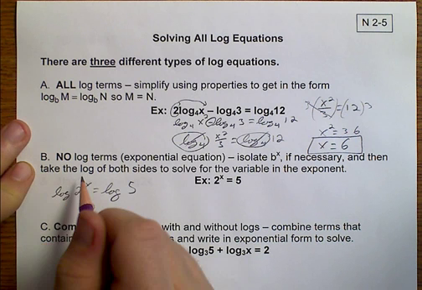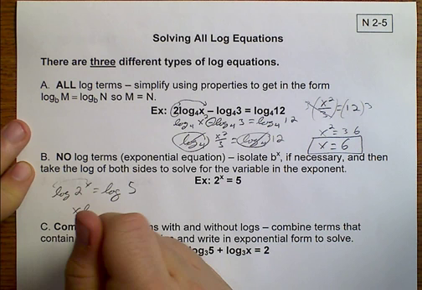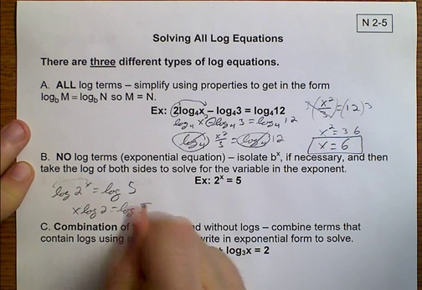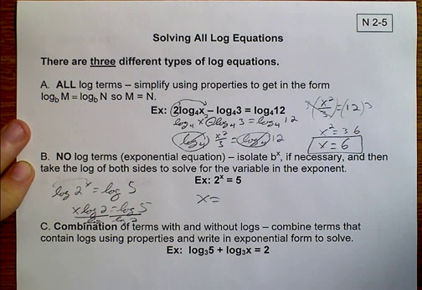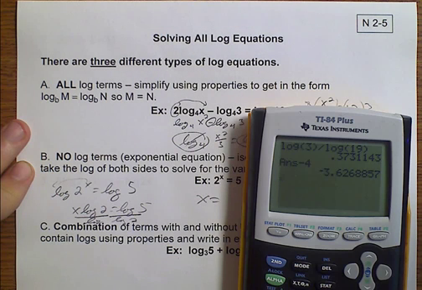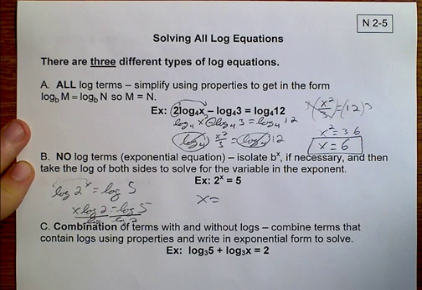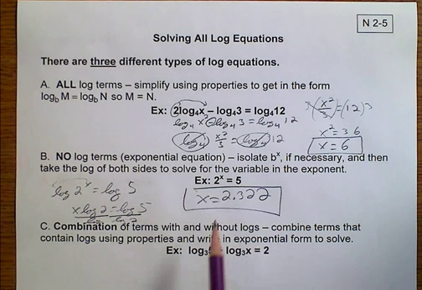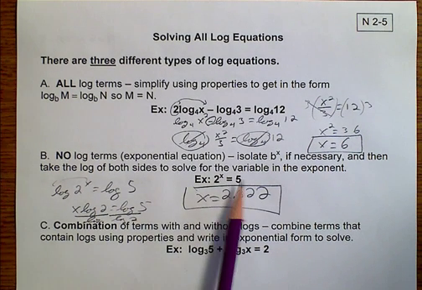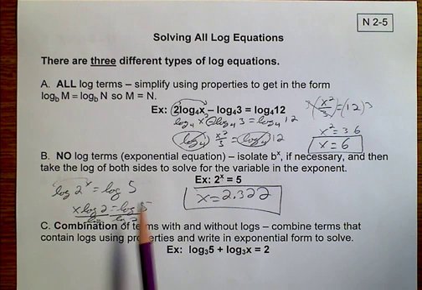We move the x over, so we get x log of 2 equals the log of 5. Divide both sides by the log of 2, and x equals the log of 5 divided by the log of 2, and we get 2.322. If you have an exponential equation, such as this, where x is in the exponent, simply take the log of both sides, and then isolate the x.